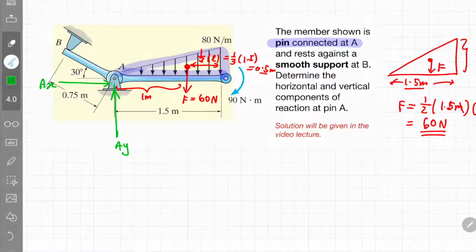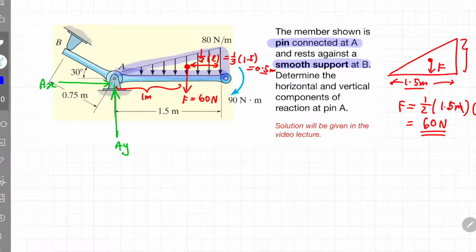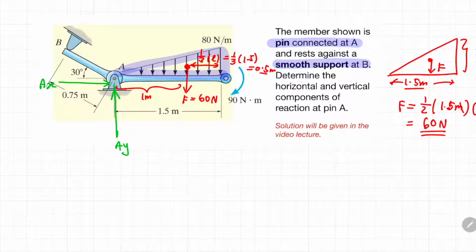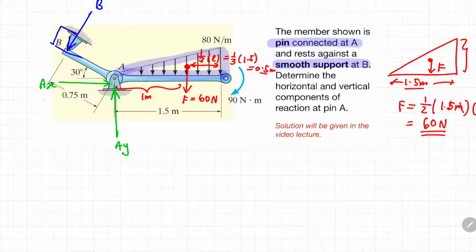Okay, so the second information given in the question is that there is a smooth support at B. So again, if you refer to the support reaction table, if it is a smooth support kind of joint, then the reaction force would be over here, and the direction is perpendicular to the surface, okay, 90 degree. So let's call this force over here B. Okay, so all the support reactions are drafted in the free body diagram. We have B, we have AX, and we have AY. So they actually wanted to know what is the magnitude of all these unknown forces. So, okay, now we can apply our equation of equilibrium.